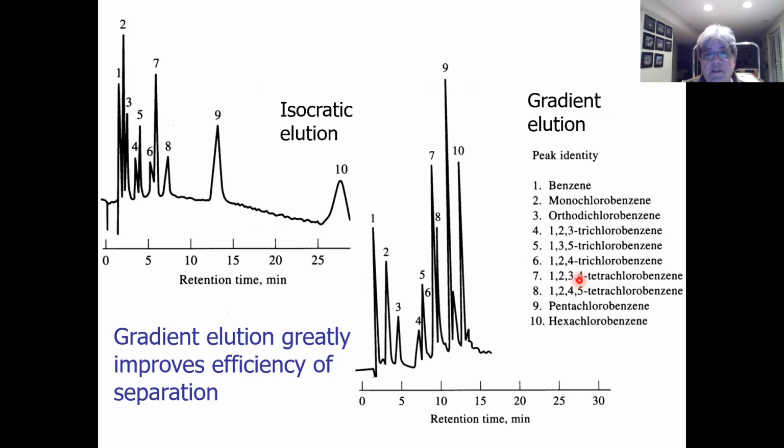So the next couple of slides just show you the power of gradient elution. Notice isocratic took me over 25 minutes to get out 10 peaks, and for a lot of these early peaks, the resolution is not that great. Then they did gradient, changed the solvent, and notice now I get all 10 peaks out in less than 15 minutes and pretty good resolution for a lot of them. Not perfect, but better. So this overall is a much better separation than this, using that gradient elution. Okay, so that's the solvent system.